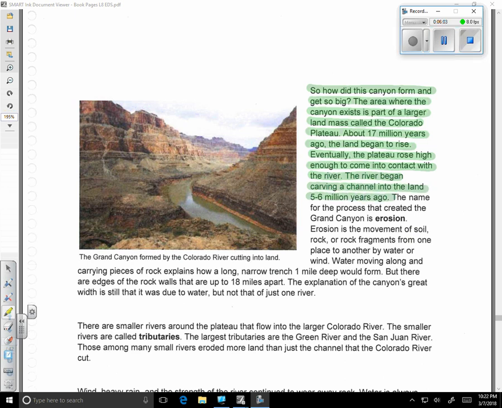The name for the process that created the Grand Canyon is erosion. Erosion is the movement of soil, rock, or rock fragments from one place to another by water or wind. Water moving along and carrying pieces of rock explain how a long, narrow trench 1 mile deep would form, but there are edges of the rock wall that are up to 18 miles apart. The explanation of the Grand Canyon's great width is still that it is due to water, but not that of just one river.